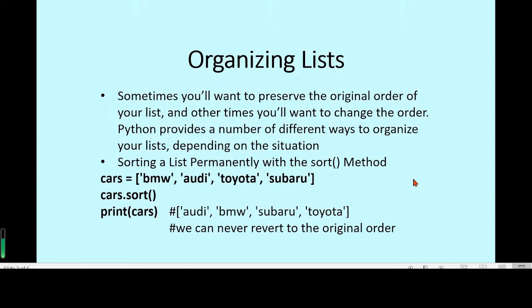Sometimes you will want to preserve the original order of your list, and other times you will want to change the order. Python provides a number of different ways to organize your lists depending on the situation. Sorting a list permanently with the sort method. So this is a list with 4 cars. Then you can use cars.sort. Then the elements in the list are sorted.